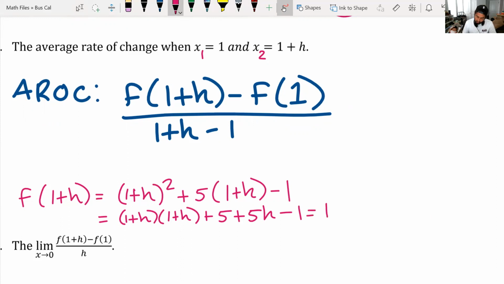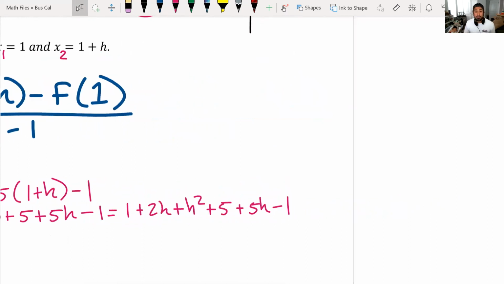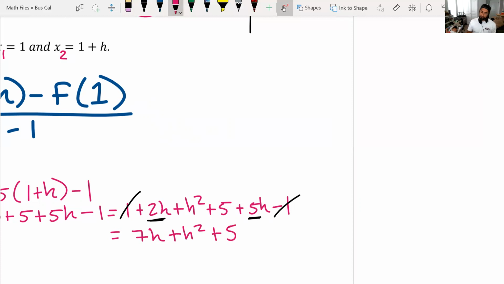And we'll get 1 plus 2h plus h squared plus 5 plus 5h minus 1. All right. Simplify this, combine like terms, and this will become, well, this one and that one cancel. And we are left with 2h plus h squared. Actually, we got more terms we can combine, right? 2h plus 5h, we get 7h plus h squared plus 5. Okay. And now we put that above.